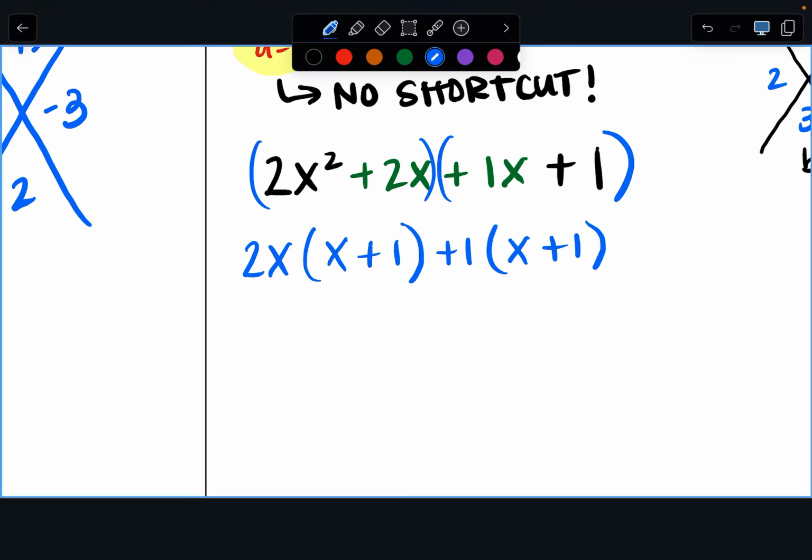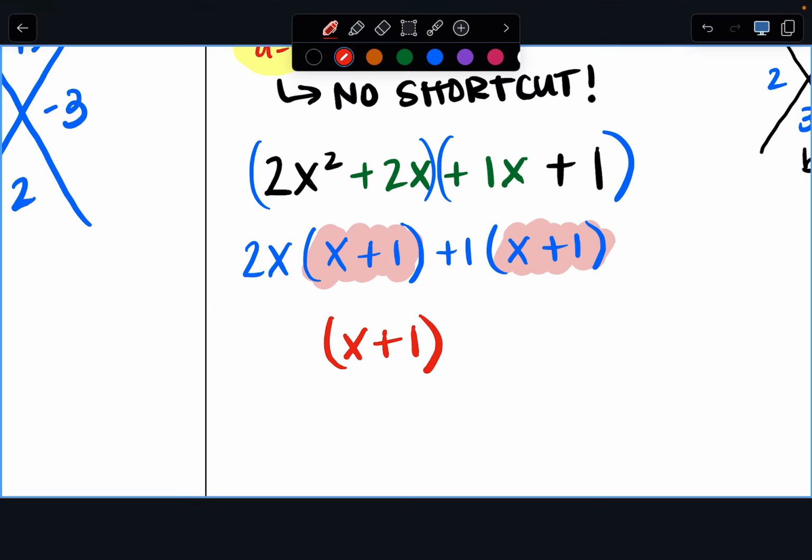Remember, the big thing that I need you to think about once you're looking at that second grouping is you want the parentheses to match. They need to look the same. So yes, you could technically take out a negative 1, but your parentheses would not match at that point. So x plus 1, x plus 1. If they match, that is your first factor. My first factor is x plus 1.